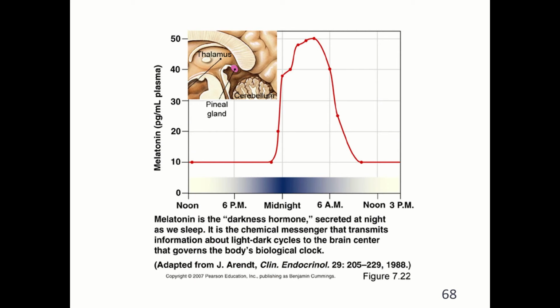Melatonin is the darkness hormone secreted at night as we sleep. It is the chemical messenger that transmits information about light-dark cycles to the brain center that governs the body's biological clock. So here we see melatonin levels are peaking right when your alarm clock is starting to go off in the morning, right? That's not fair. No wonder it's hard to get up that early. And then they're tanking around mid-morning through the rest of the day so that you are hopefully wide awake and alert.